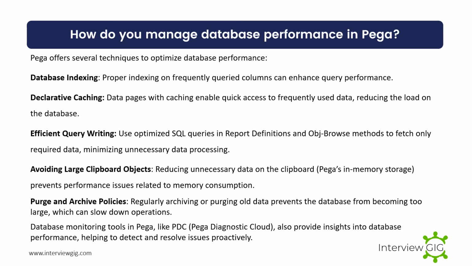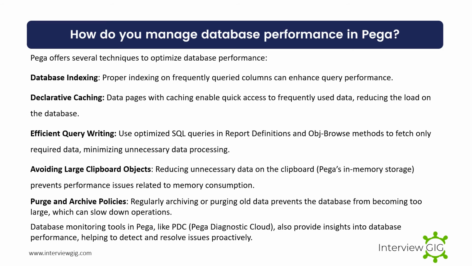How do you manage database performance in Pega? Pega offers several techniques to optimize database performance. Database indexing. Proper indexing on frequently queried columns can enhance query performance. Declarative caching. Data pages with caching enable quick access to frequently used data, reducing the load on the database. Efficient query writing. Use optimized SQL queries in report definitions and obj browse methods to fetch only required data, minimizing unnecessary data processing.